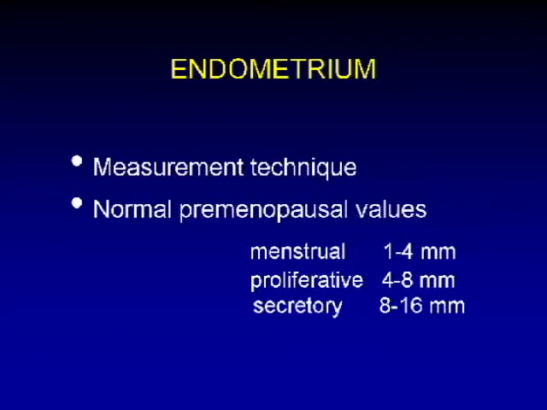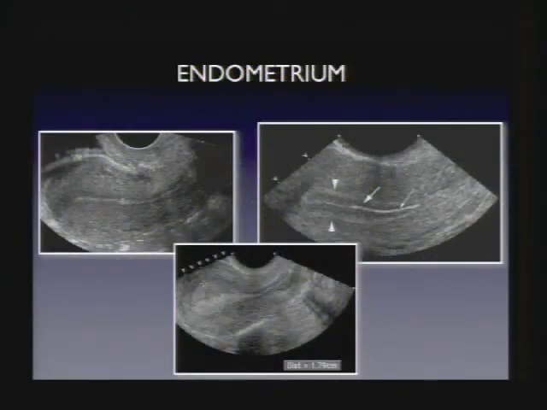Moving on to endometrium and briefly evaluating the normal and abnormal endometrium. Since we use certain numbers, the measurement technique is very important. Normal values for premenopausal patients range from menstrual 1 to 4 millimeters, proliferative 4 to 8 millimeters, and secretory 8 to 16 millimeters. Here are the different appearances. Now the measurement, I want you to notice, is from the echogenic line to echogenic line.